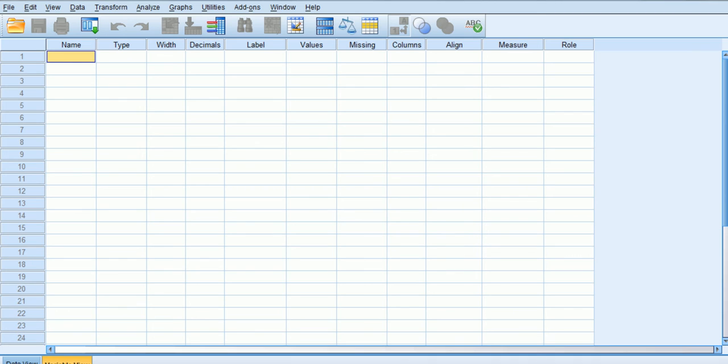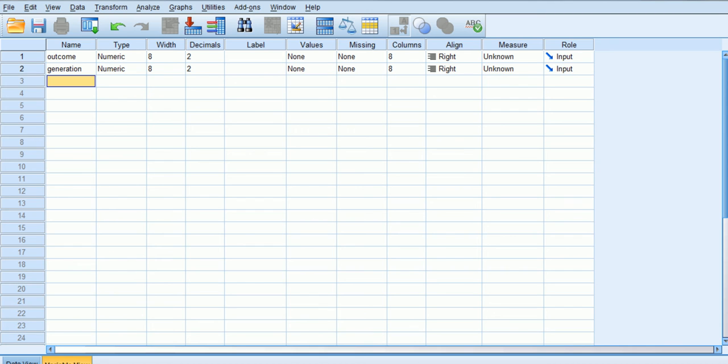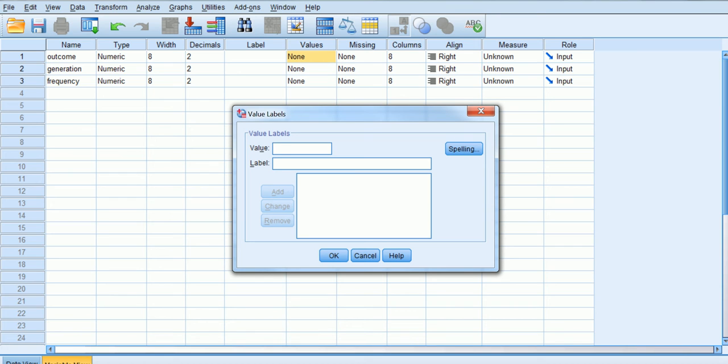The first variable, let's say we'll call it outcome, will be the presence or absence of a panic attack. The second variable we'll call generation, and the third variable, which will be our weighting variable, we'll call frequency. The outcome will have two levels, so under values we'll put 1 as being panic attack, and 2 as no panic attack.